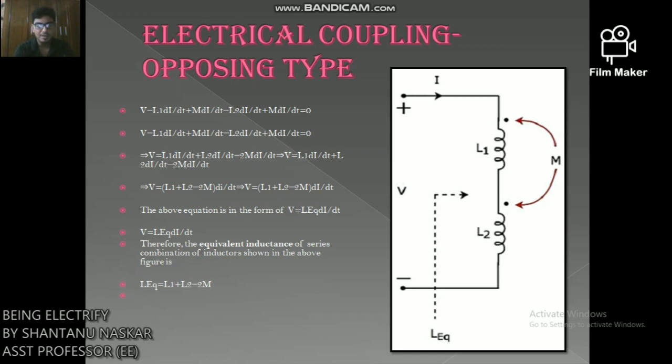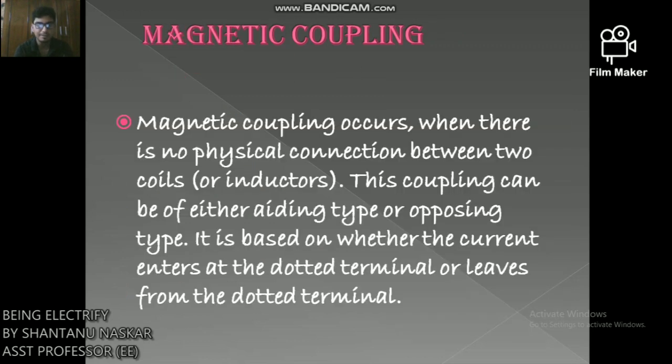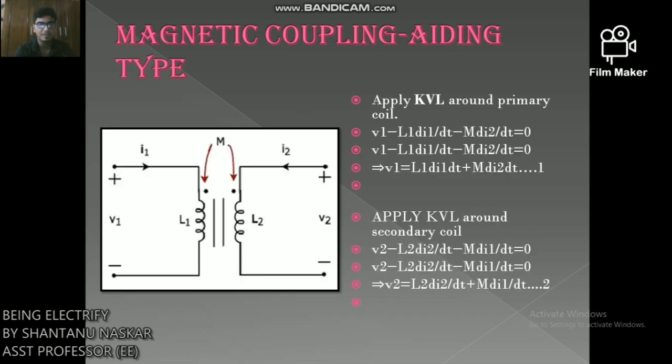Then go through the magnetic coupling. Magnetic coupling occurs when there is no physical connection between two coils or inductors. This coupling can be of either adding type or opposing type, like electrical coupling. It is based on whether the current enters at the dotted terminal or leaves from the dotted terminal.